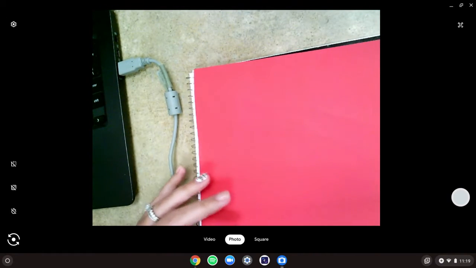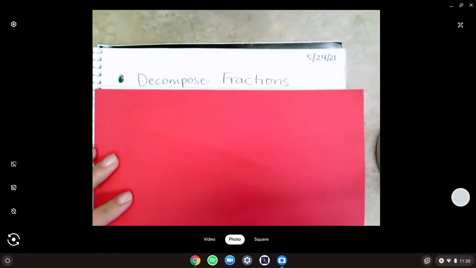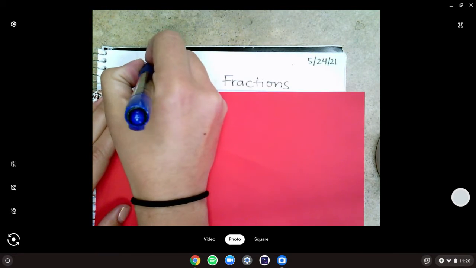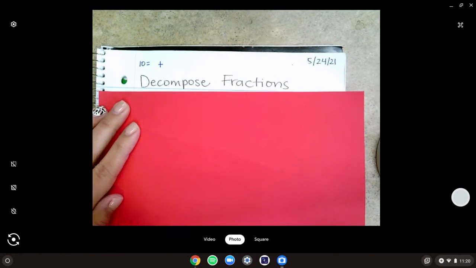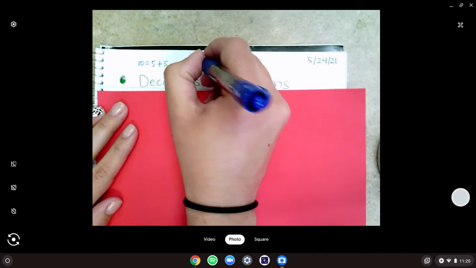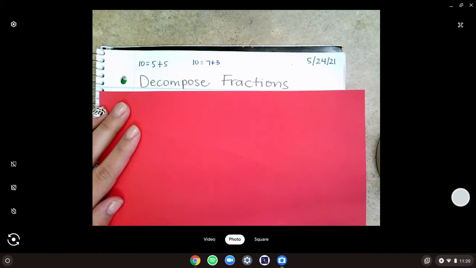All right, so for math, today we're going to talk about decomposing fractions. Okay? Now, we actually already know how to decompose numbers. So let's think about if we have the number 10. Can we break it down into other ways using addition? Well, we know we could do 5 plus 5, right? And we can say 10 equals 7 plus 3. There's a lot of ways we can decompose numbers. Today, we're going to do that with fractions. So we're going to break up fractions even more.